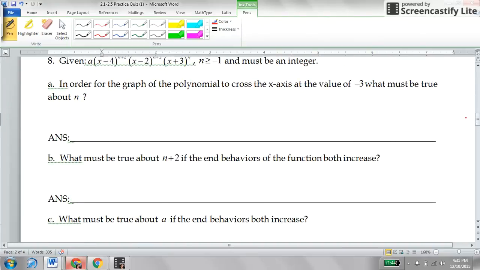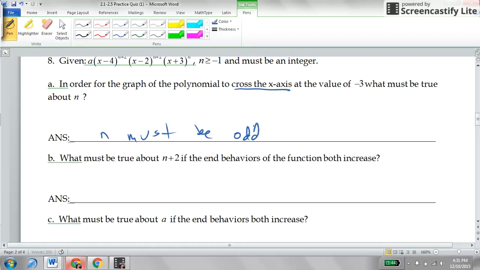Number 8. Number 8 is worded harder than it actually is. If a polynomial is going to cross the x-axis, what has to be true about the exponent, the multiplicity? In order to cross, the exponent, the multiplicity must be odd. Now, what must be true about the exponent if we're going to have both increase? Well, look at your chart. It's a different chart, but look at your chart. If we're going to have both increase, then n plus 2 must be even.